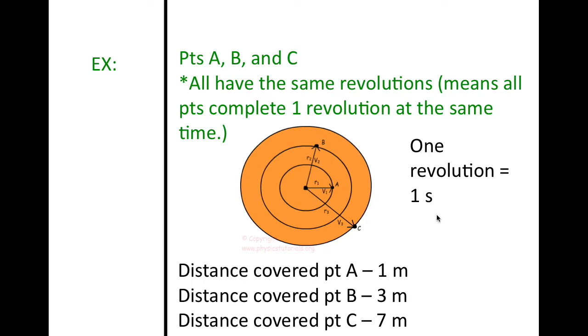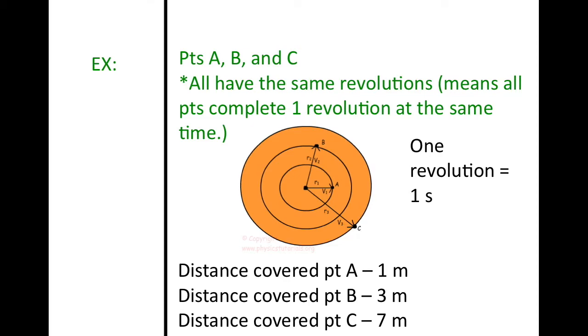So the distance covered in point A would be 1 meter. So let's say we have a circumference of 1 meter. The distance covered for point B would be, let's say, 3 meters, and then the distance from point C to go all the way around 1 revolution would be 7 meters.